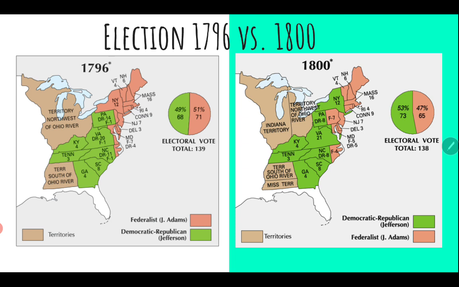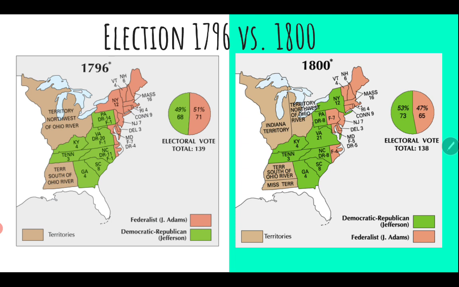So in 1796, Adams is going to win with 51% of the vote. But if you can see, more and more people are starting to become Democratic Republican. More people are moving out west. There is less power. I think New York is really the big state as it goes to Democratic Republicans. And Jefferson is going to win handily in the election of 1800.